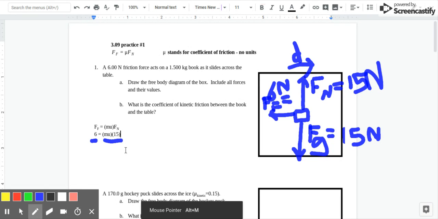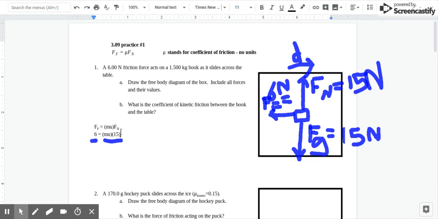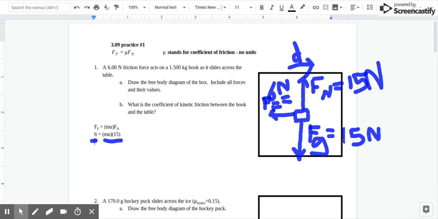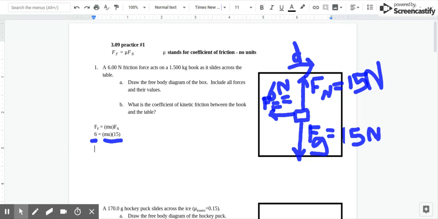Sorry. So we're divided by 15, if I could get this to work. Sorry, guys.